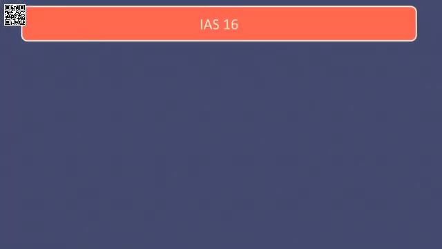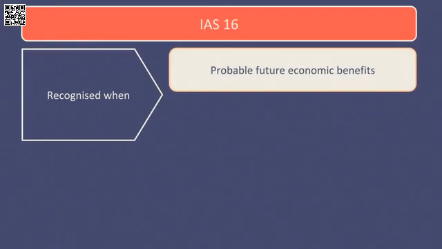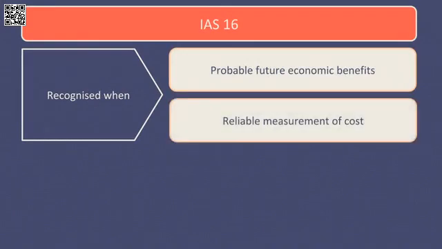Now the machinery. Under IAS 16, items of property, plant and equipment should be recognised as assets when it is probable that the future economic benefits associated with the asset will flow to the entity and the cost of an asset can be measured reliably. And we know from the question that these conditions for the new machinery are satisfied.